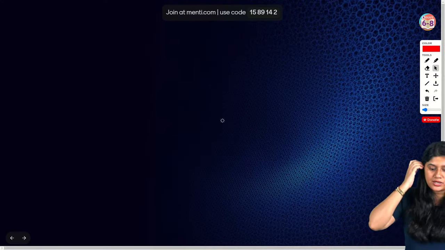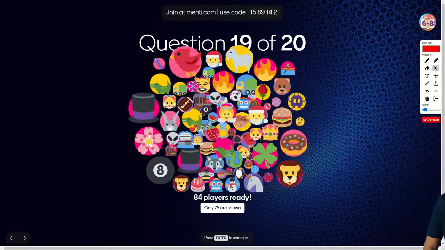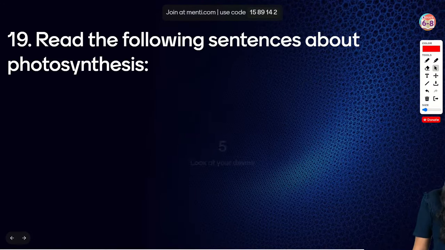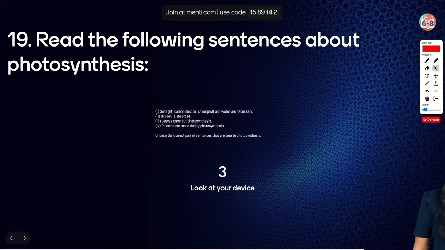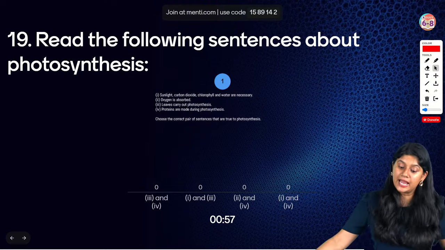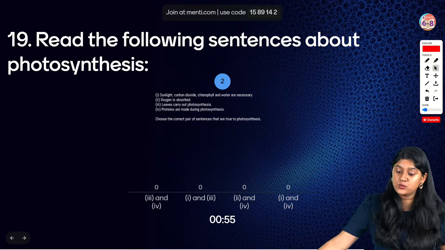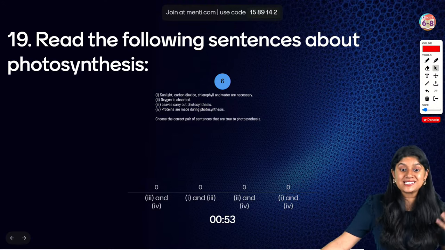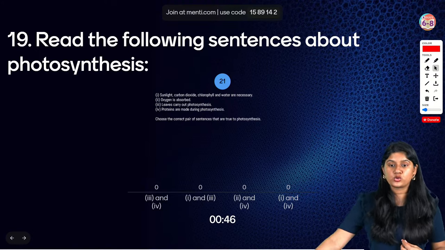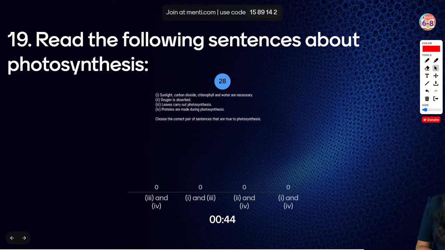Here we have question number 19, everyone, on your screen. Here's the question. Read the following statements about photosynthesis. Sunlight, carbon dioxide, chlorophyll, and water are necessary. Oxygen is absorbed. Leaves carry out photosynthesis. And proteins are made by photosynthesis. Very interesting question, everyone.